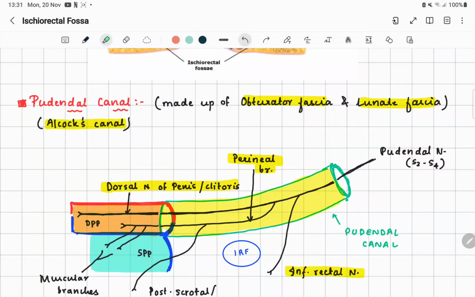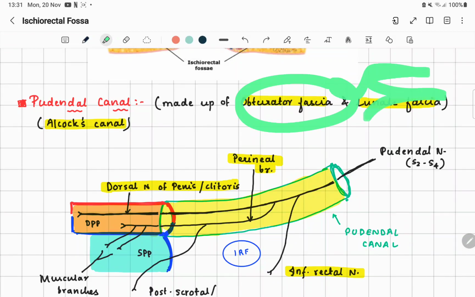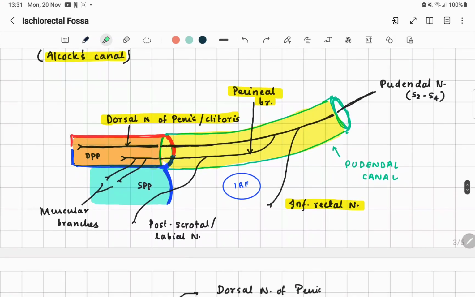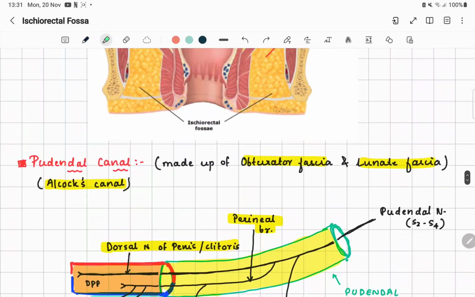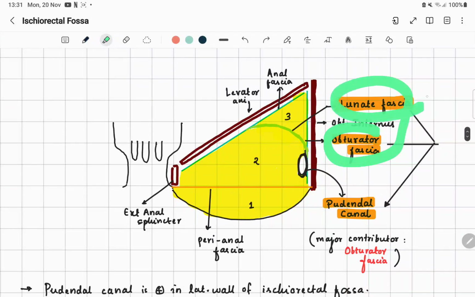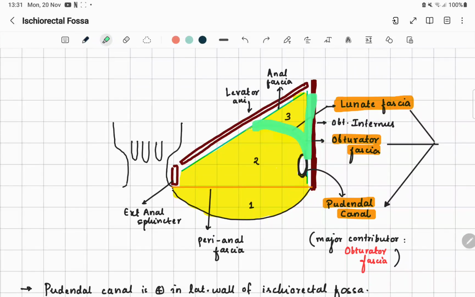Alcock's canal, which is your pudendal canal, is made up of your obturator fascia and the lunate fascia. So the obturator fascia and the lunate fascia make your pudendal canal. This is the obturator fascia and this is the lunate fascia. These two fascias make the pudendal canal. You can see both fascias make a pudendal canal. The pudendal canal will be present like this.